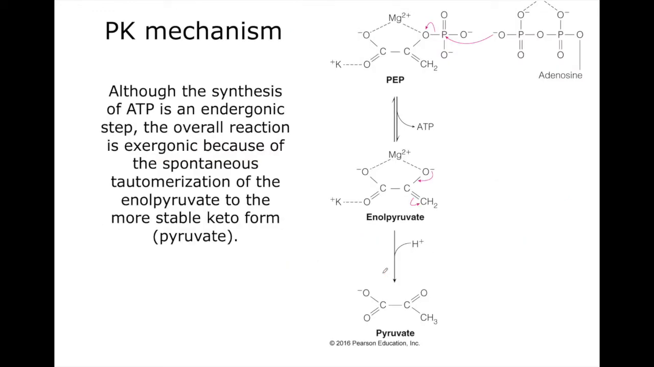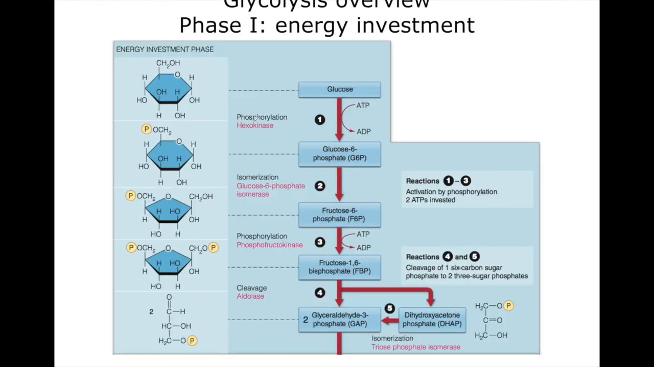A couple of things about pyruvate kinase. Although the synthesis of ATP is endergonic, again, the overall reaction is exergonic because the breaking off of that phosphate, the hydrolysis of phosphoenol pyruvate, is very, very exergonic. So that is the steps of glycolysis and some important points about the different enzymes. We want to be sure we know the substrates, the products, the enzymes which catalyze those reactions, and also some of those interesting facts that we looked at.